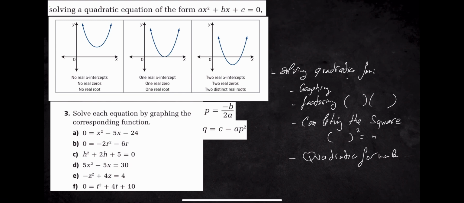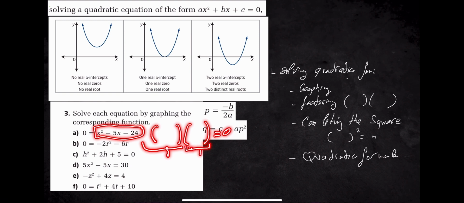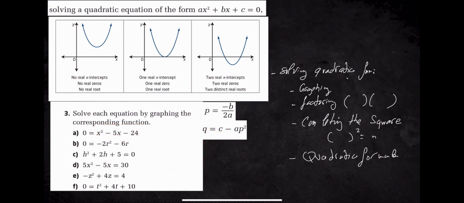The second method is factoring. Factoring means you take your equation and change it from this form to another form, something times something equal to 0. When you do that, you can isolate each part by itself. You can say this will be equal to 0 or this will be equal to 0, and you solve for your x here and your x here.